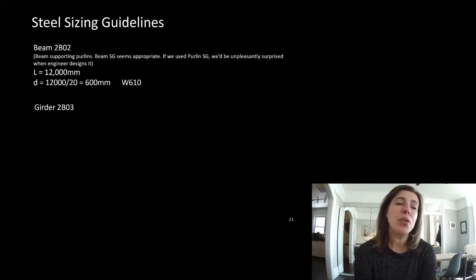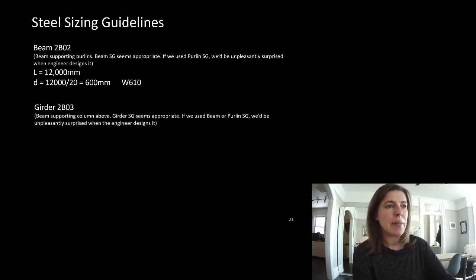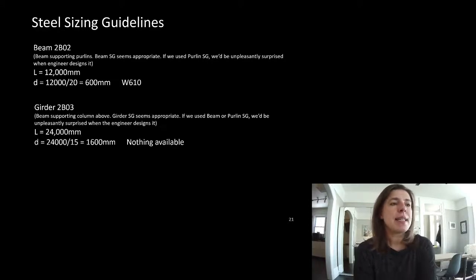Now the girder, 2B03, we saw that it was picking up a big column point load right at the middle of it. So it's a long member and it's picking up a point load on it. So we know that even the girder sizing guidelines might be pushing it here a little bit. So sizing guideline is 15 for a girder, or 24,000 divided by 15 is 1,600. There was nothing available in those standard steel available sizes that I showed you. The biggest one was a W1100.